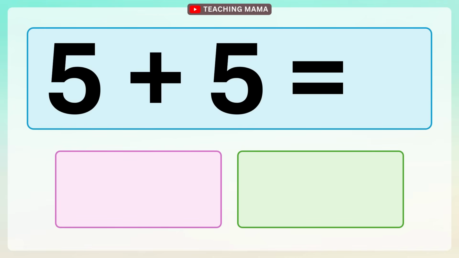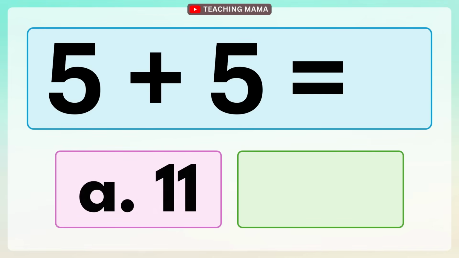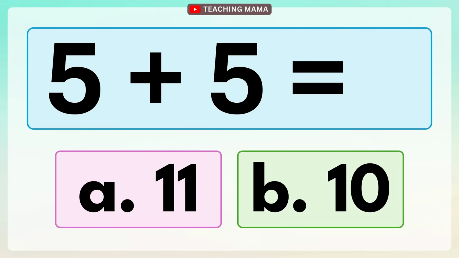Five plus 5 equals A. 11 B. 10. What is the answer? B. 10.